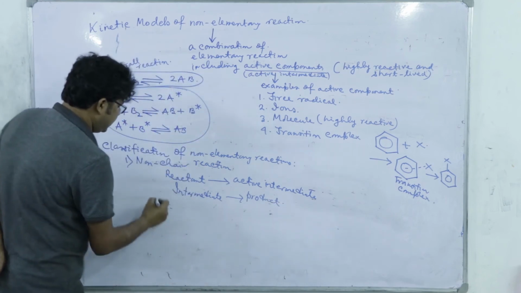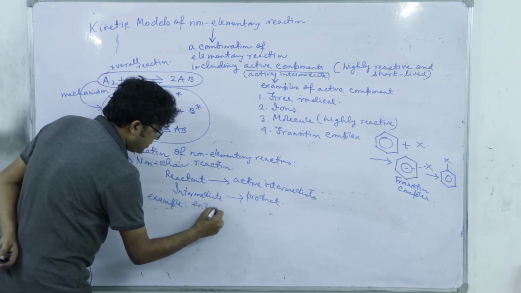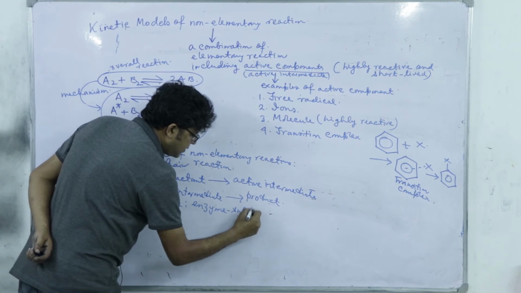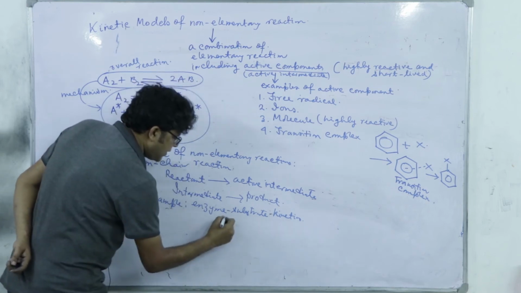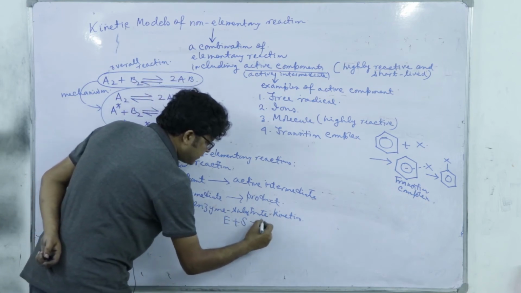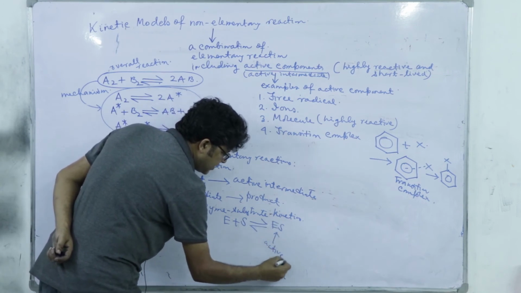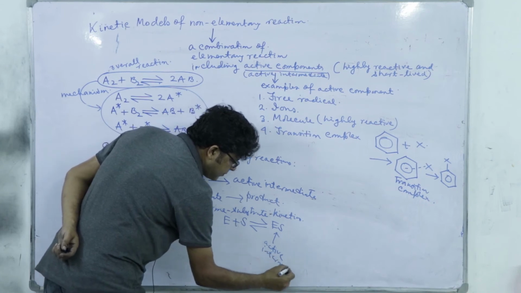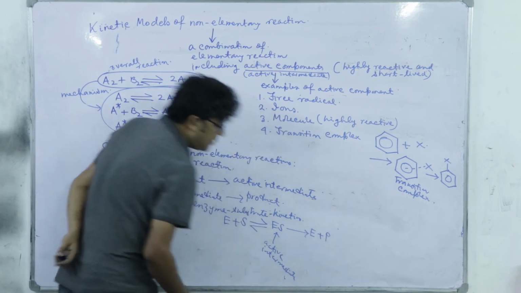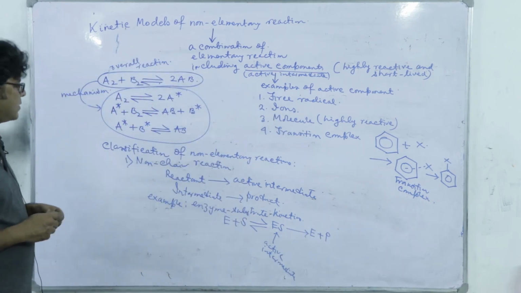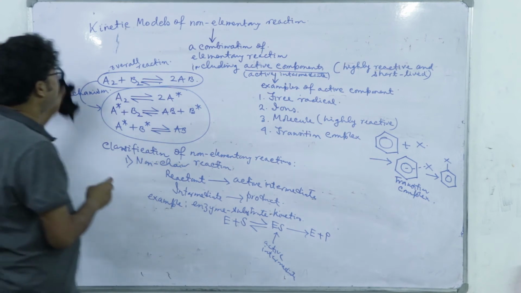The typical example is enzyme substrate kinetics. Enzyme combines with the substrate, giving enzyme substrate complex, which is the active intermediate. Now it rearranges itself, giving the free enzyme and the product. Right. So that's the first example, which is called the non-chain reactions.